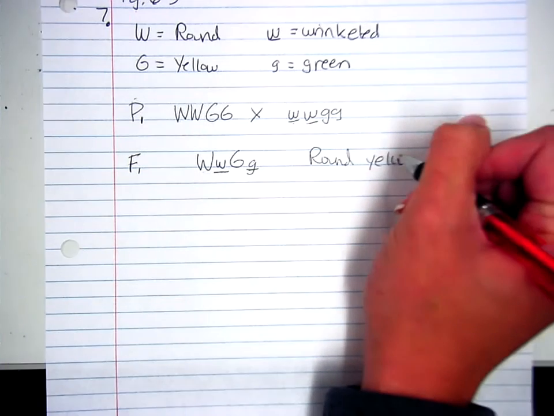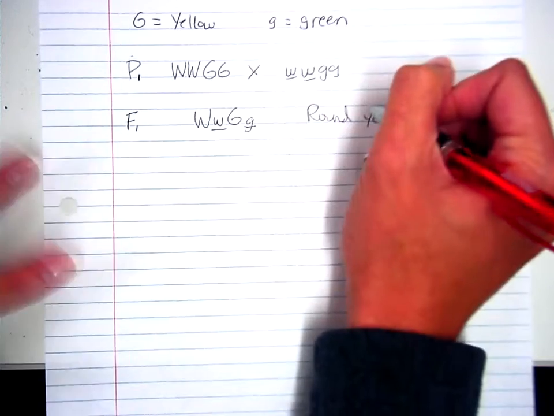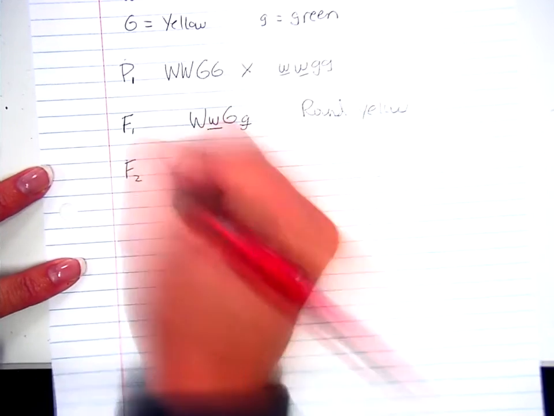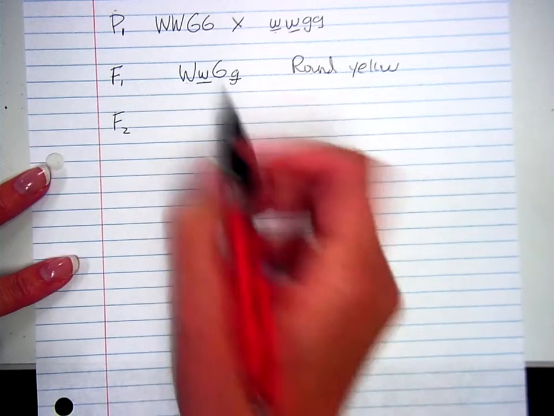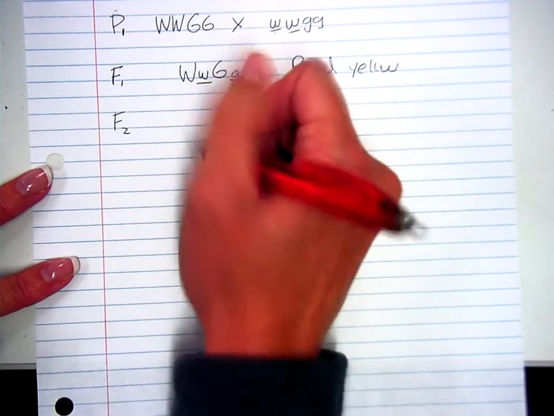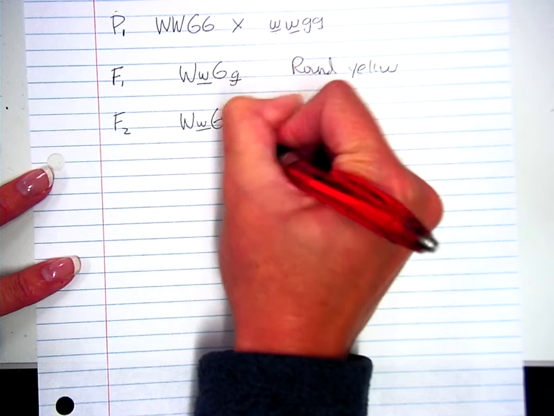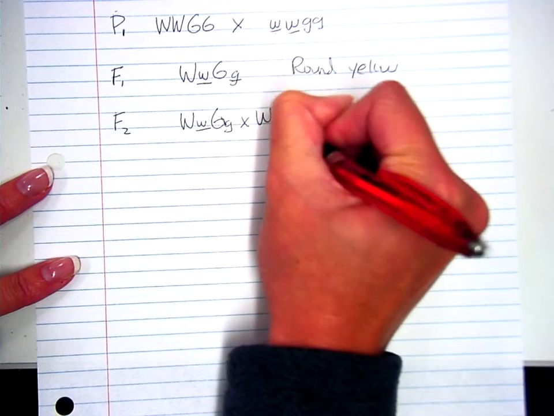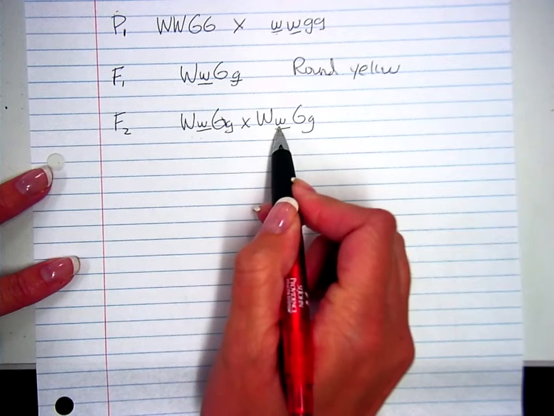Now, we want to diagram this cross through the F2 generation. And we're just going to use the fork line method. So now remember, with the fork line method, we're going to look at one trait at a time. So if I'm going to take two of these parents, big W, little w, big G, little g, crossed with big W, little w, big G, little g, the first trait I'm going to look at is round versus wrinkled.